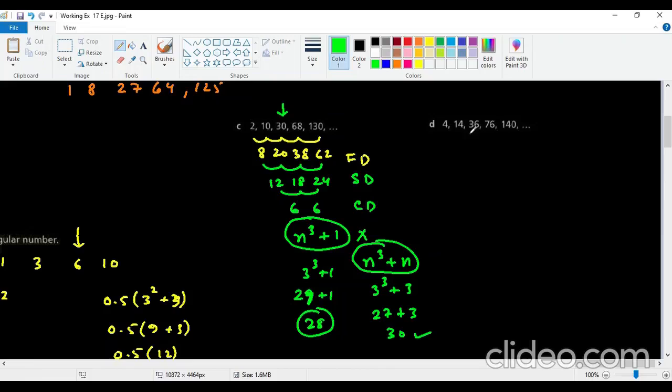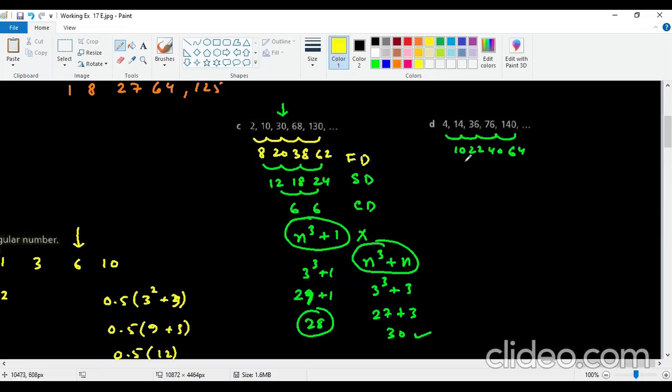Next is 4, 14. That means the difference is 10. Next difference is 22. Next difference is 40. And the next difference is 64.